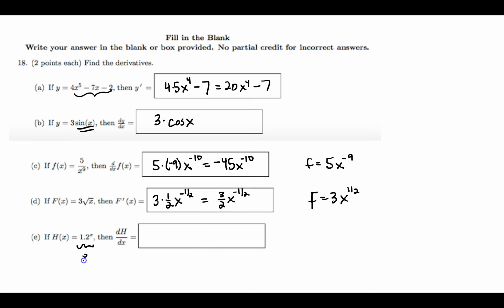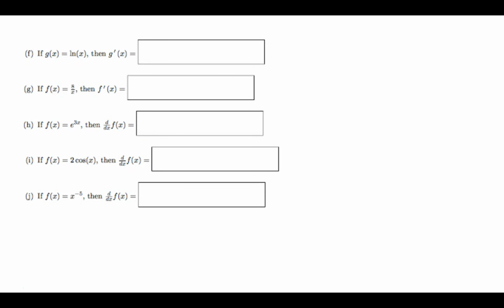This is an exponential function. In exponential functions, the derivative is exactly the same thing as the function, but you multiply by the natural log of the base. Okay, great. What is the derivative of the natural log of x? It is 1 over x.